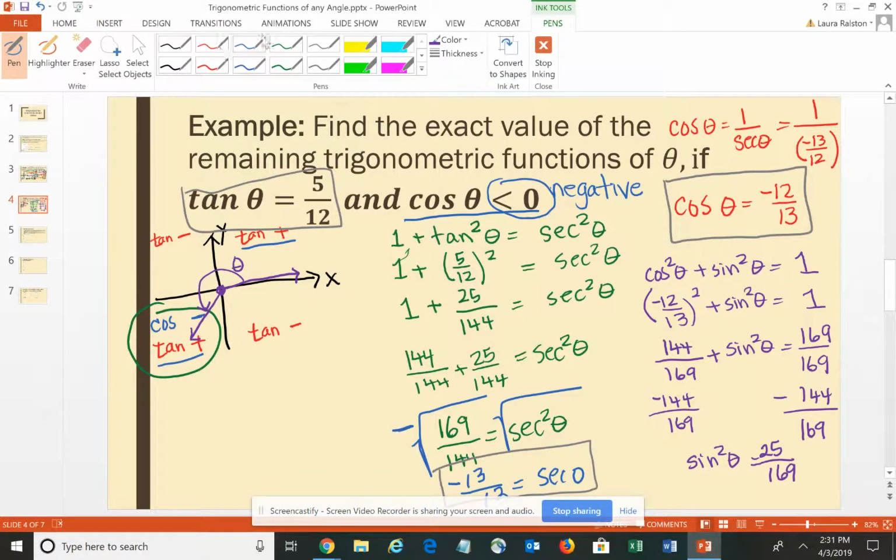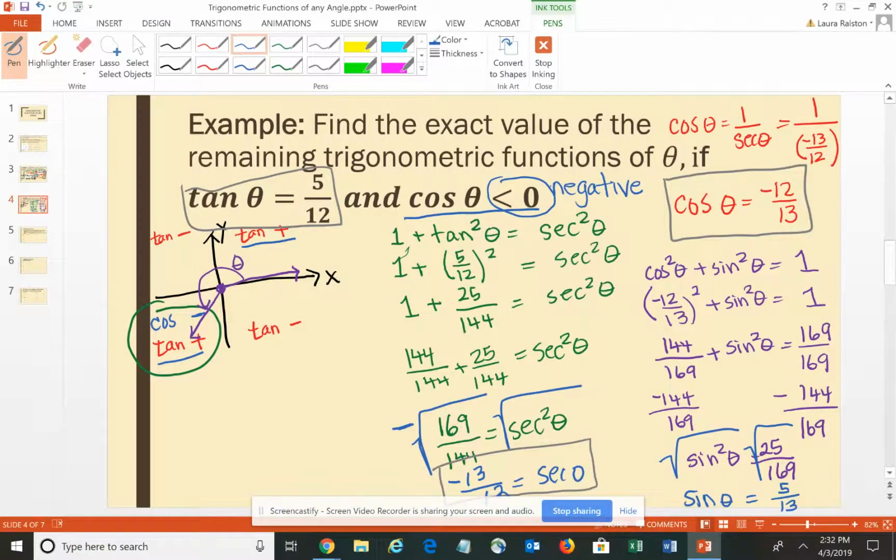I'm then going to square root both sides, and I may have to think about whether the sign is positive or negative. So I'm going to have the sine of theta equals 5 over 13. We know we're in the third quadrant, and in the third quadrant, the sine is also negative. So my sine of theta is going to actually be negative 5 over 13. So now I have the sine.